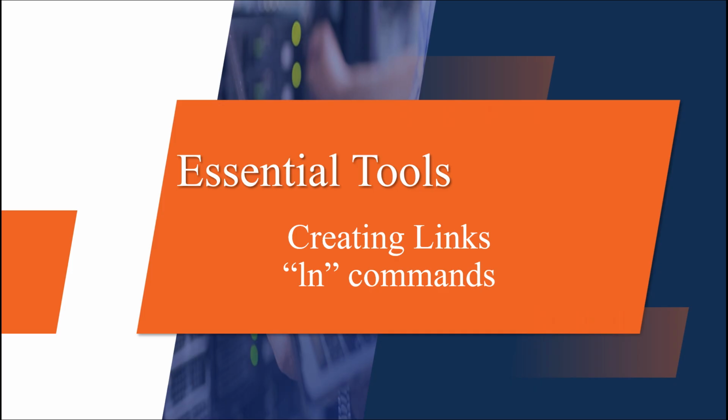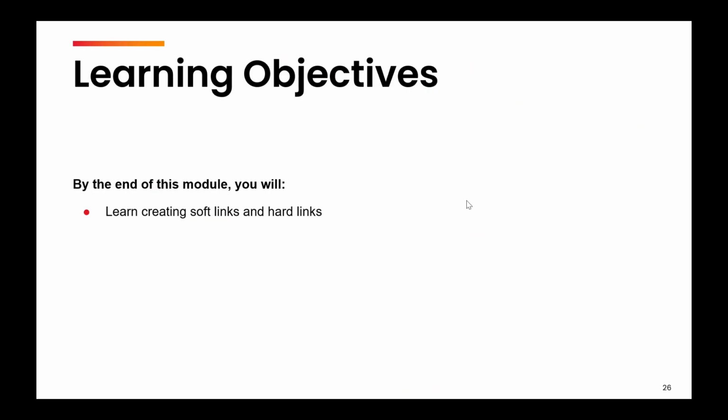Hi, in this video we are going to talk about how to create links for files and directories. What is a link? A link is a pointer to a file, or you can think of it as a kind of shortcut. So links help us provide multiple paths to the same file.